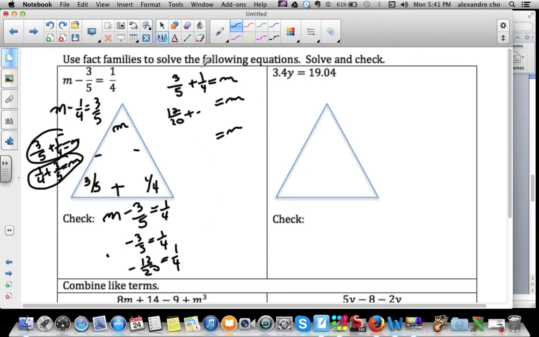So it's going to be actually, LCM is 20, and it's times 5 at the bottom, so times 5 at the top, which makes it 17/20. That's the value of our m.